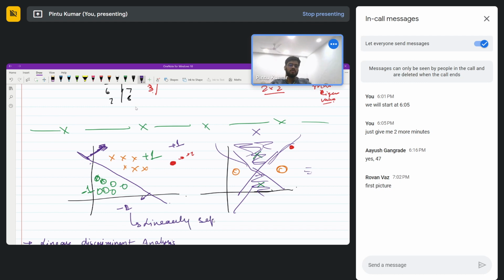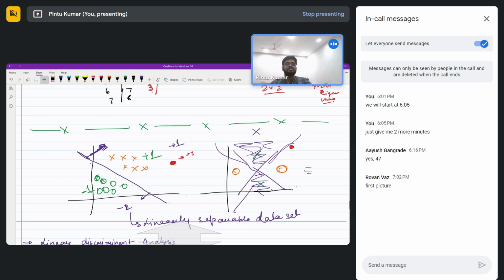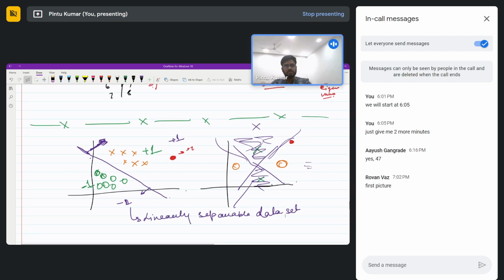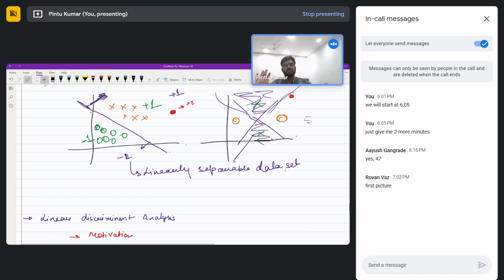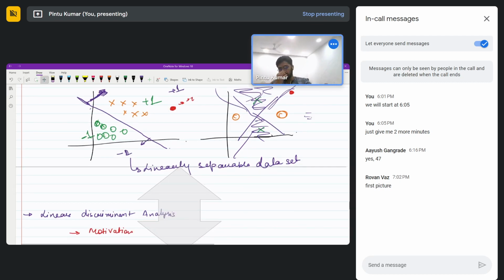And if your data set is linearly separable, your life becomes very easy in terms of classification. You can use the simplest of models to classify your training points.